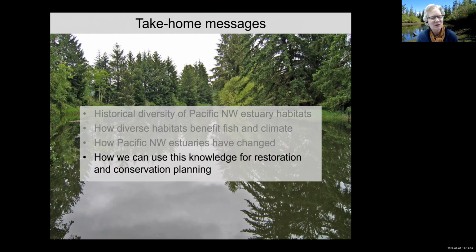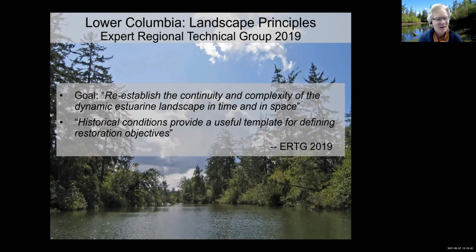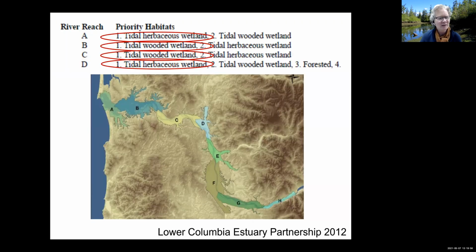So how do we use this information? What do we do? As stated by the estuary technical group for the Columbia River, we need to reestablish the complexity of the estuarine landscape in time and in space using historical conditions as a guideline or a template. And that means focusing on some of these specific habitat types in different geographic areas where they've been most impacted.